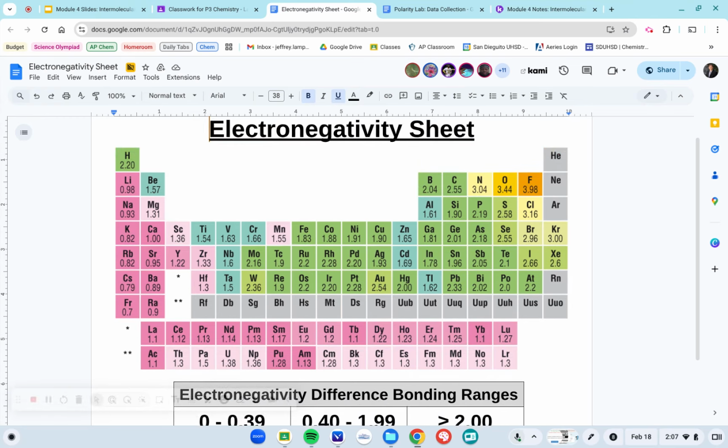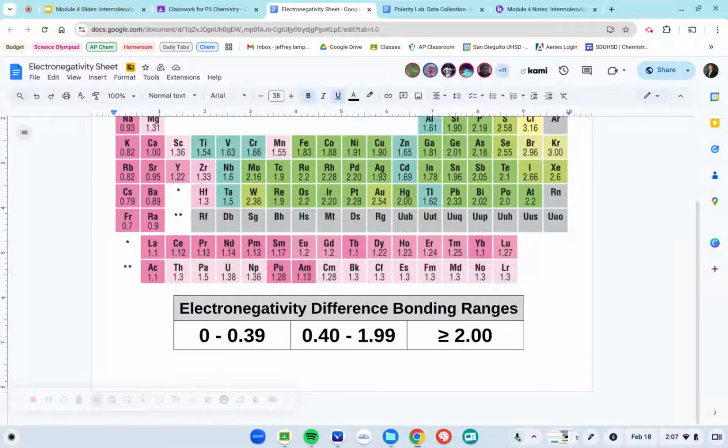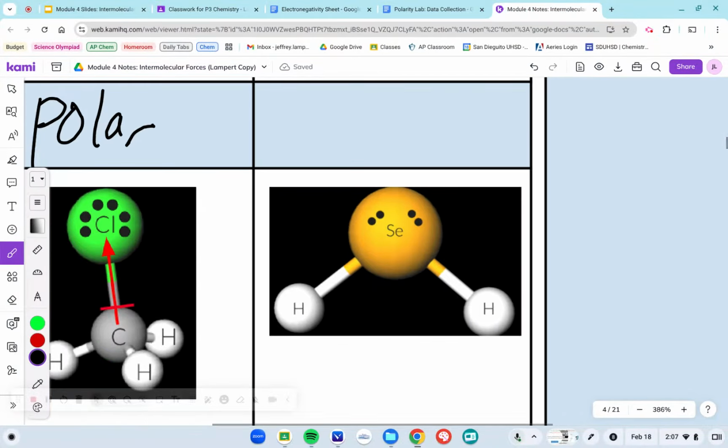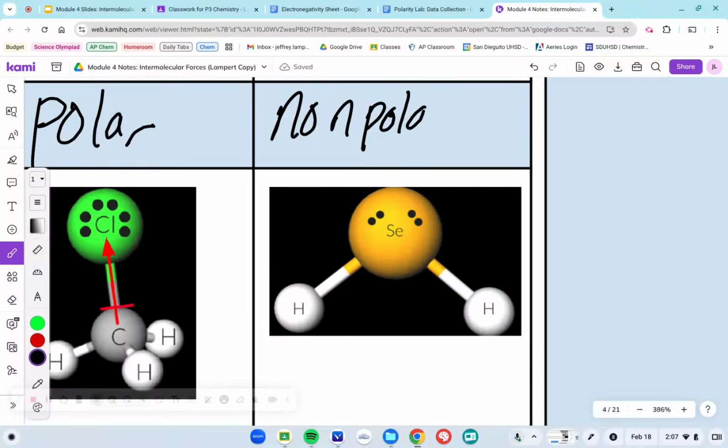The electronegativity of H is 2.2. The electronegativity of Se is 2.55. That means my difference in electronegativity is 0.35, which means we fall into the nonpolar covalent range. So if you only have nonpolar bonds, you will have a nonpolar molecule. Remember, you have to check whether your bonds are polar to begin with. If you only have nonpolar bonds, it's easy. Your molecule is nonpolar. Does that make sense so far?